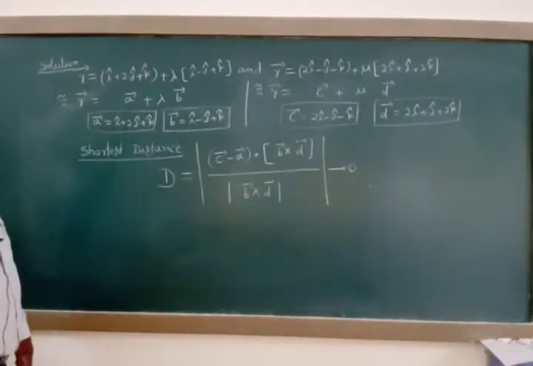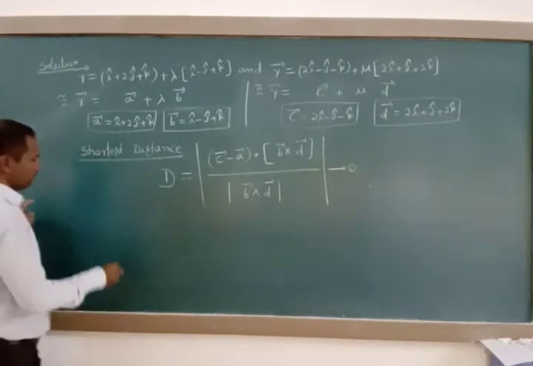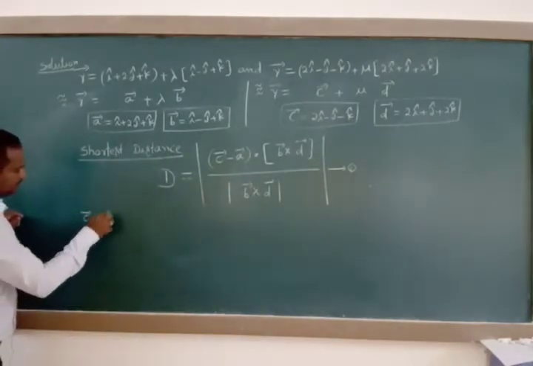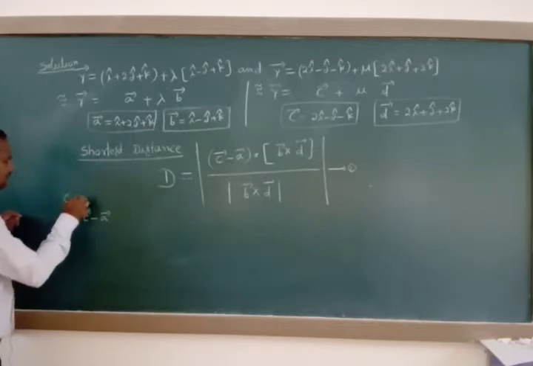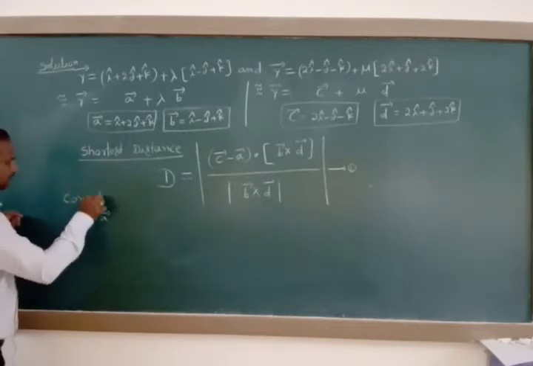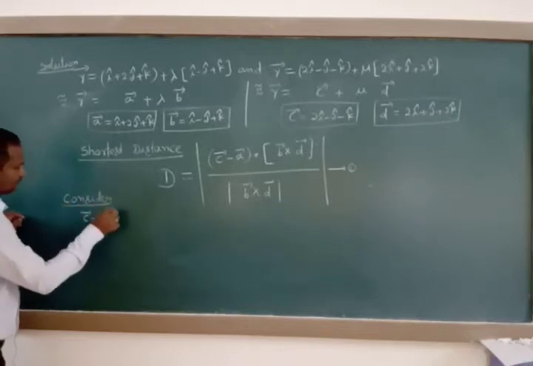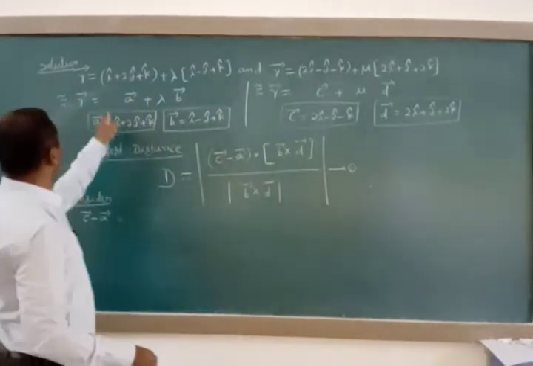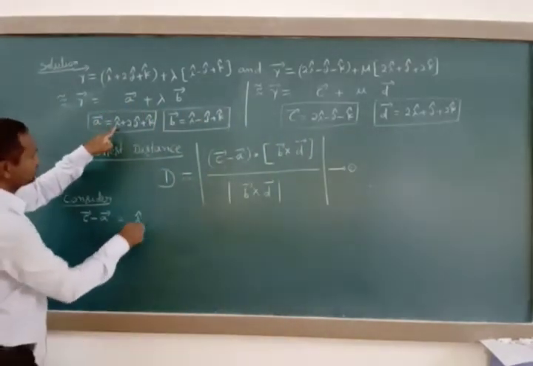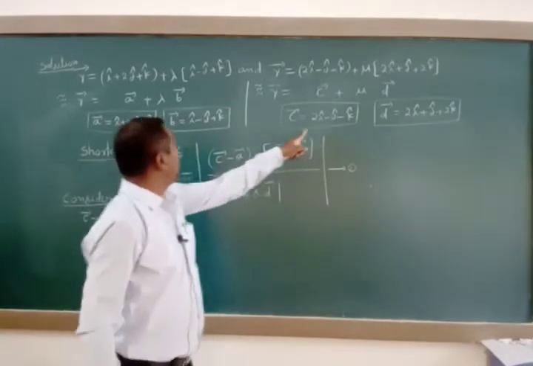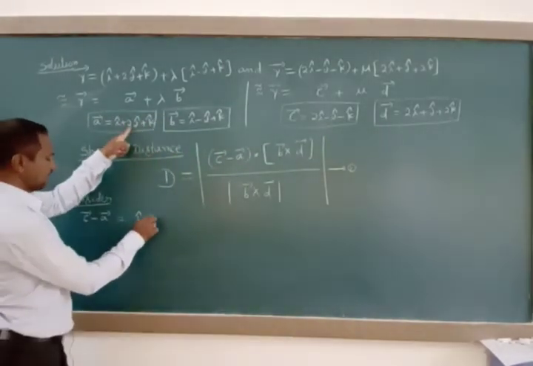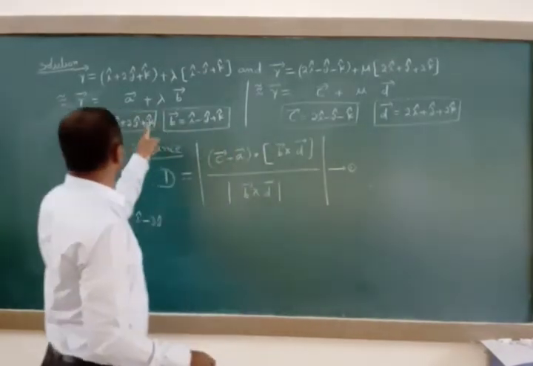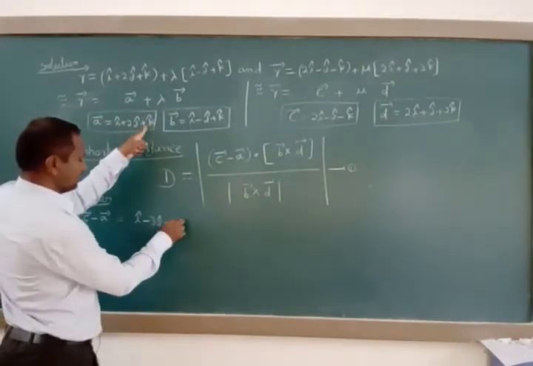First, what do we need? c vector minus a vector. What are you getting here? c vector minus a vector means 2i cap minus i cap, minus j minus 2j, that is minus 3j cap, and minus k minus k, that is minus 2k cap.